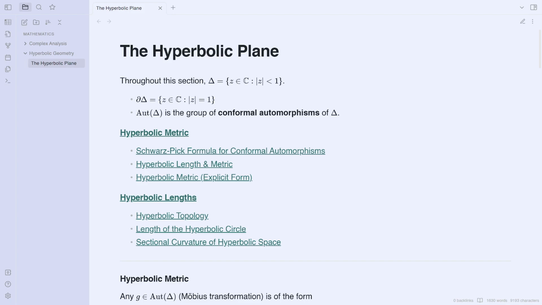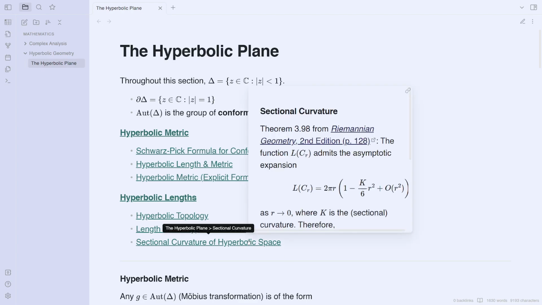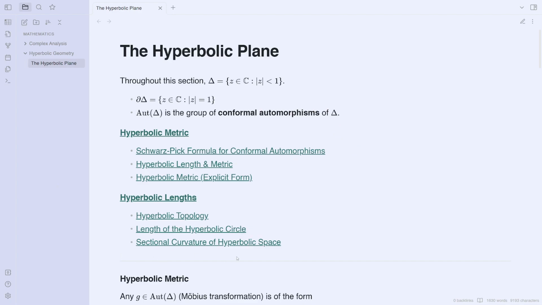And what we're going to do today is just cover some basic facts about it. We're not going to really look at any huge results. I'm going to show you how to prove that the sectional curvature of hyperbolic space is -1. That'll perhaps be the biggest thing we look at today.